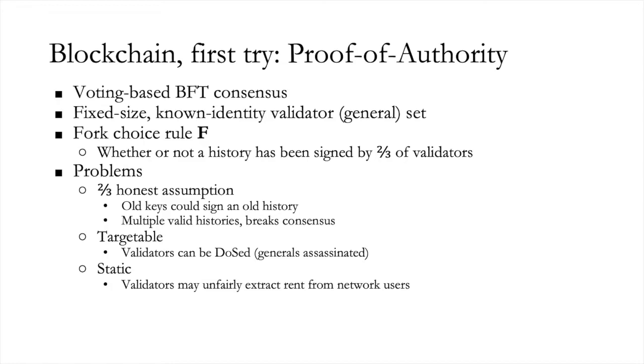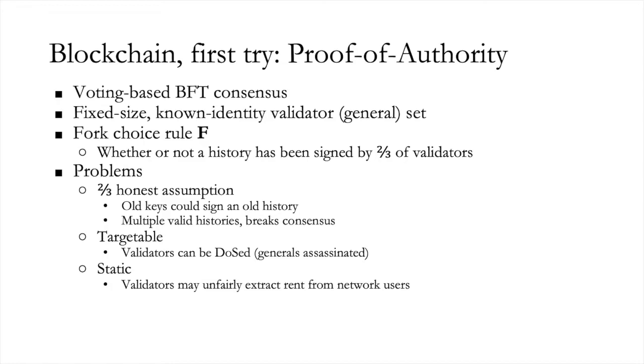Another problem with proof of authority is that it's fairly easily targetable. There are different ways to elect which validators are going to propose the next step, the next transaction, the next block, but regardless of which way you do it, it is generally true that because these validators must be so clearly identified, it is fairly easy to assassinate them or to DOS them, as is more likely, or the equivalent in a computer science context.